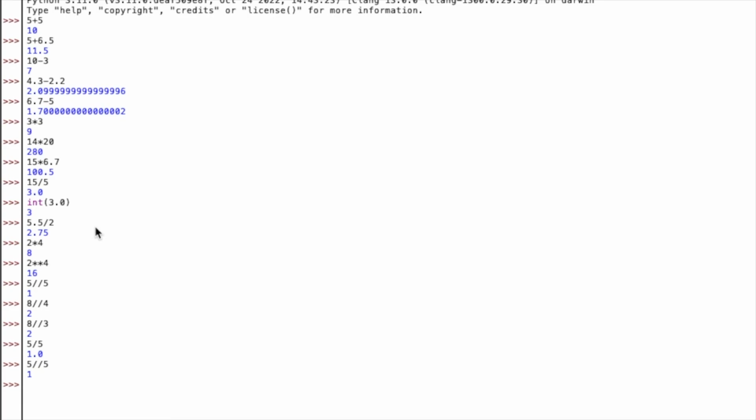And let's try something that would have a remainder on it. So let's say 10 divided by 3. 10 divided by 3 regularly would be 3 point and a bunch of 3's. But when we use 2 slashes, it'll just give us 3. It'll just get rid of the decimal points entirely and just give us the integer.